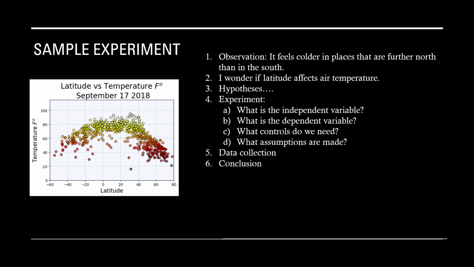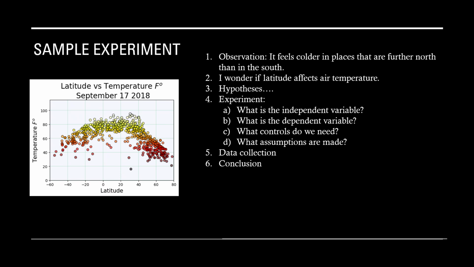Here we have a sample experiment where somebody looked at the temperature at various latitudes. I'm going to have you pause here and look at observations, your questions. What hypotheses would you come up with? What would be your null hypothesis? What would be your alternative hypothesis? And when you look at the experiment, what's the independent variable? What's the dependent variable? What controls would you need? And maybe think about what assumptions are made.